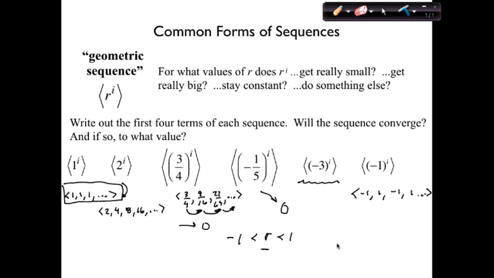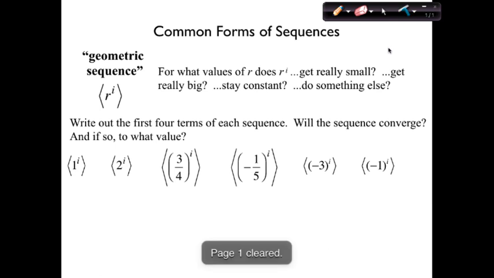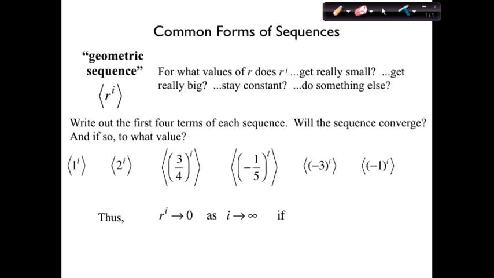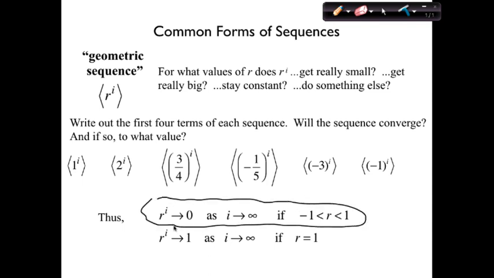So let's summarize that. This sequence goes to 0 as I goes to infinity if r is between -1 and 1. And then you've got this trivial case. R to the I will converge to 1 if r equals 1. But that's trivial just because you get the sequence of all 1s, right? So it's not really important. So this is the most important case here.